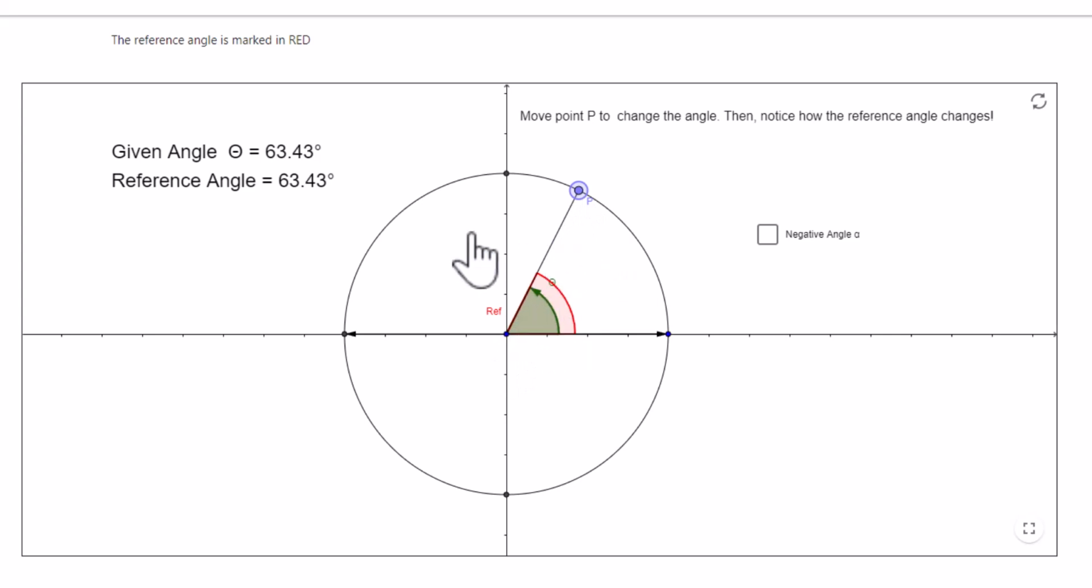So in quadrant 1, the measure of the angle and the reference angle is the same. But watch what happens when I go to quadrant 2. So you see how my angle here, this 118, is obtuse, but look at my reference angle. It's still 61. So watch and pay attention to that reference angle as it moves around this circle. You notice anything about the values of a reference angle?